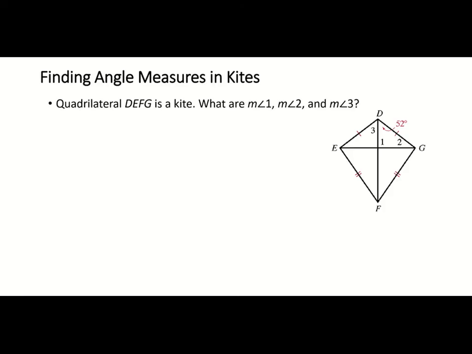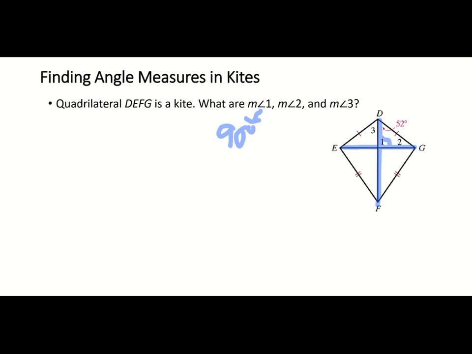All right, and the last thing we're going to do for 6-5 is find the measure of angles 1, 2, and 3 for this kite. If you recall, one thing that we talked about in the past slides is the diagonals of a kite are perpendicular to each other. So that means right away I can tell that angle 1 is going to be 90 degrees.